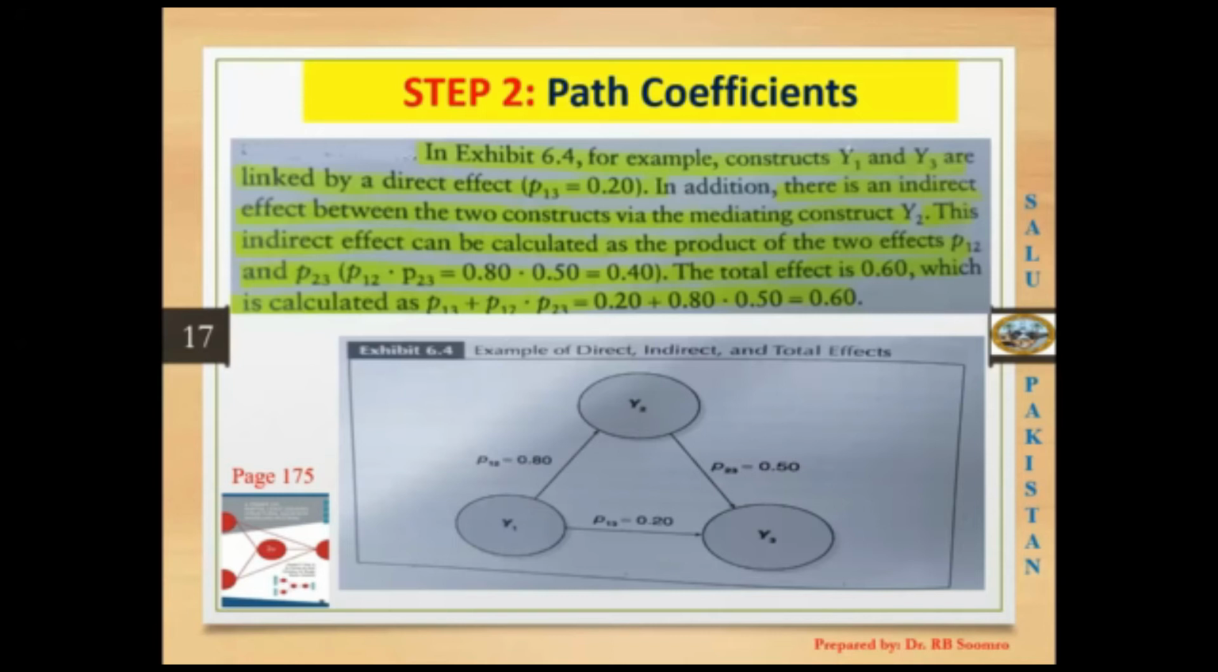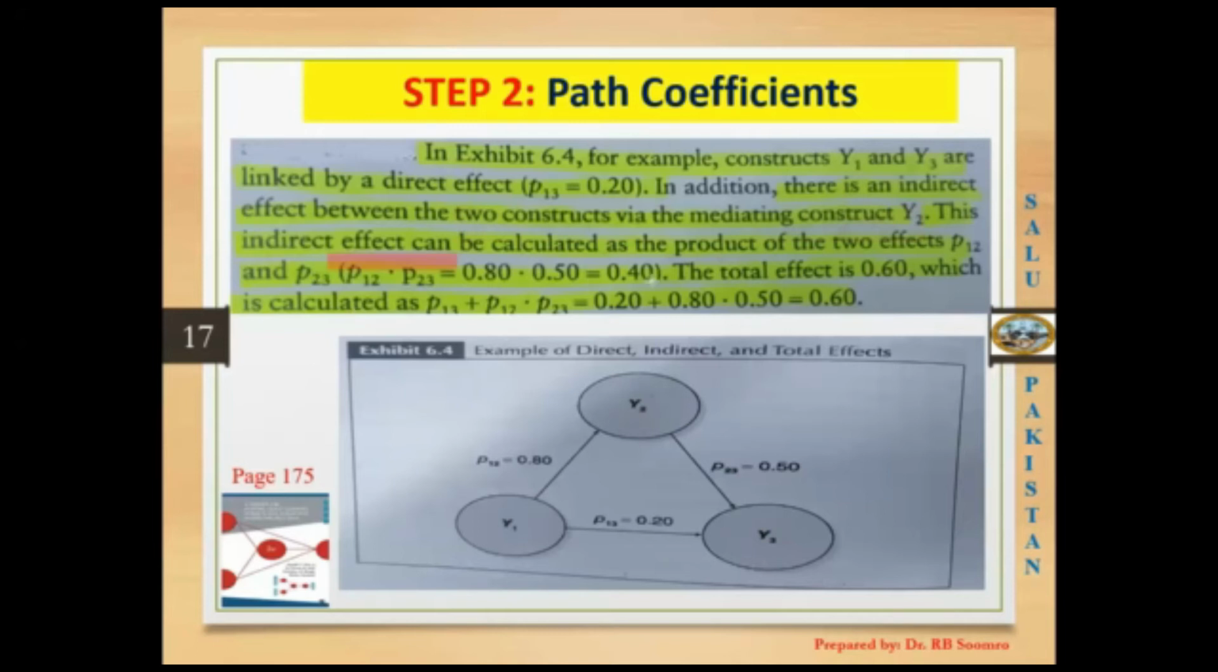Constructs Y1 and Y3 are linked by the direct effect. See, these two are linked directly with each other, and the value of the coefficient is 0.20. There is an indirect effect between the two constructs via the mediating construct Y2. That means this is one construct, this is another construct, and we want to check its impact with the help of Y2. This time Y2 is working as a mediator, as well as a dependent variable.